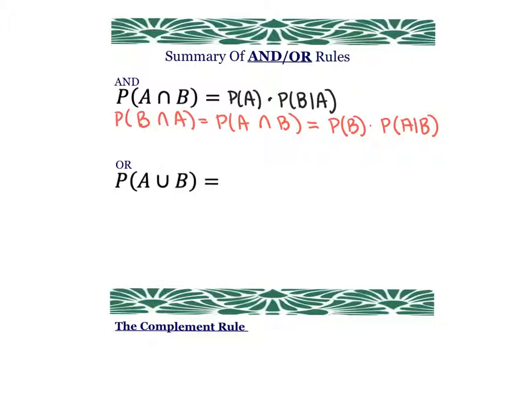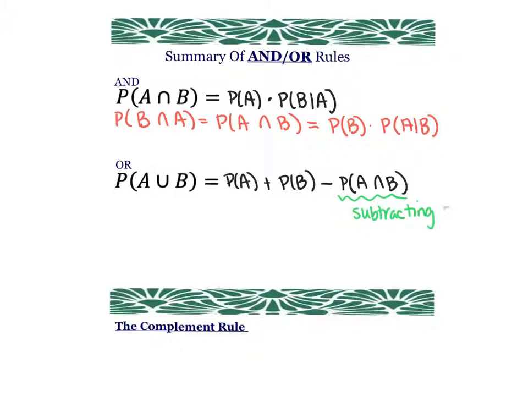For an OR statement, the probability of A or B is going to be equal to the probability of A plus the probability of B. But oh, don't forget to subtract out that overlap. So minus the probability of A and B. If you want to make a note to yourself here, this is subtracting out the overlap, what was double counted.